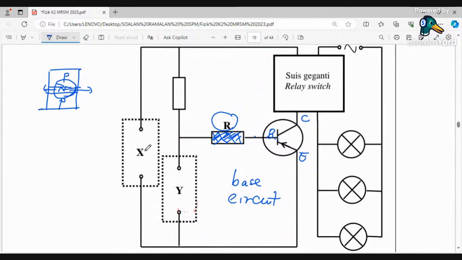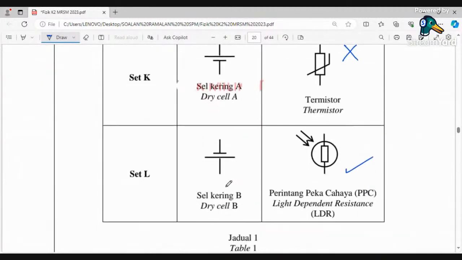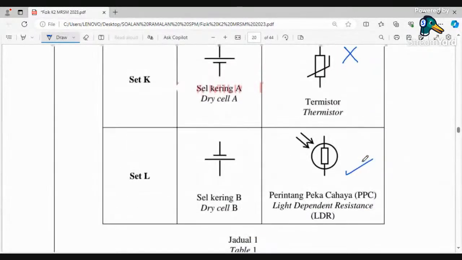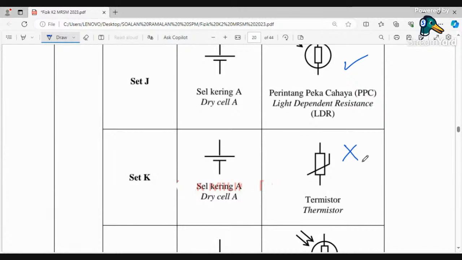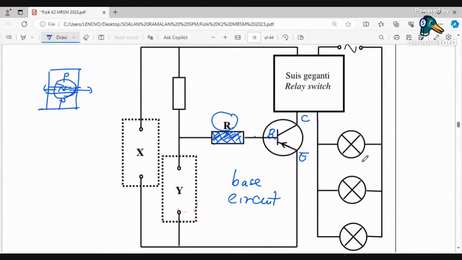Okay, X ini ialah apa? Okay, dia ada sel kering ataupun dry cell. Cara sambungan dia, okay, kita check tengok yang mana. Okay, ini ialah PNP transistor. Kalau ini PNP, BE junction forward bias, maksudnya N ini mesti sambung ke negatif. Okay, emitter kena sambung ke positif.